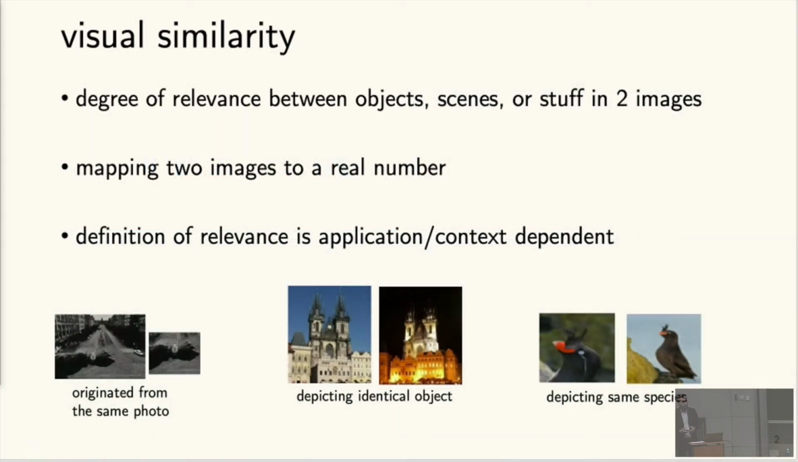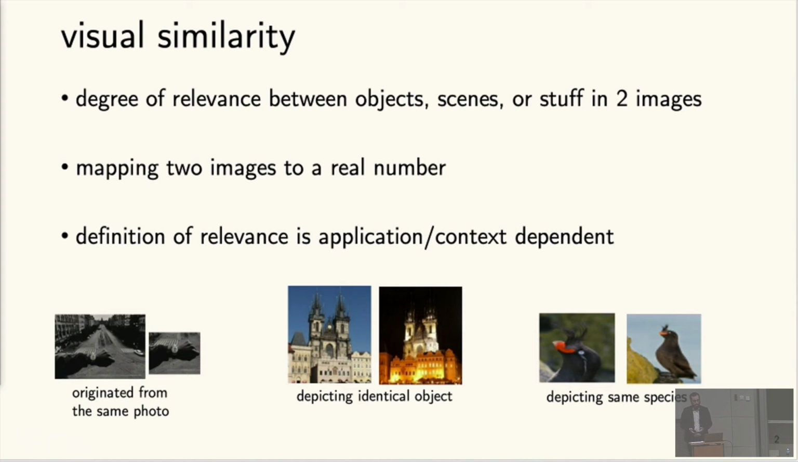So humans are easily able to tell whether two objects or scenes look alike. And the same ability for a computer vision algorithm is very important because it is associated with real-world applications. So as visual similarity, we refer to the estimated degree of relevance between objects, scenes, or stuff that are depicted in two images. Mathematically, it is a function that takes two images and outputs a real value, a real number.